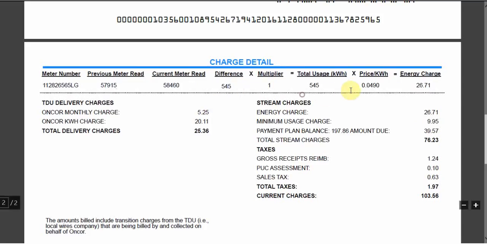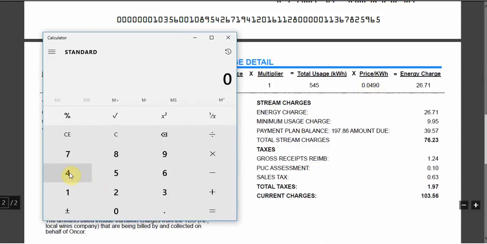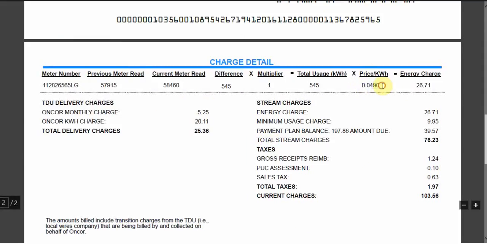So 545 times the price per kilowatt hour, okay? I know this looks weird because it's 0.0490. All you do is move the decimal point over 2 times to the right, okay? When you're looking at the price per kilowatt hour on their bill, you want to move the decimal point over twice. That's going to give you a rate of 4.9 cents per kilowatt hour, which is the rate on my bill, okay? This is your base.